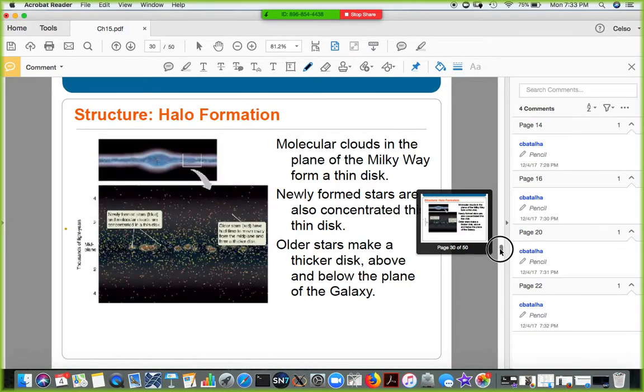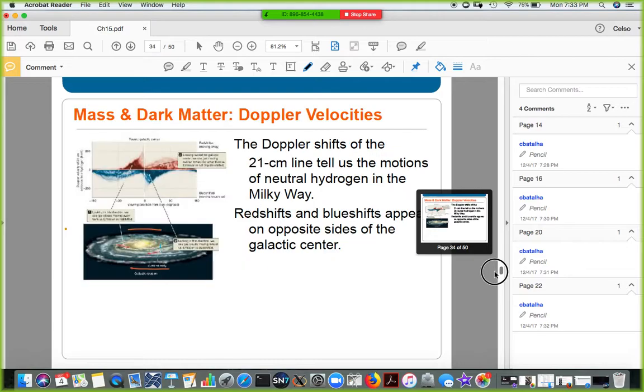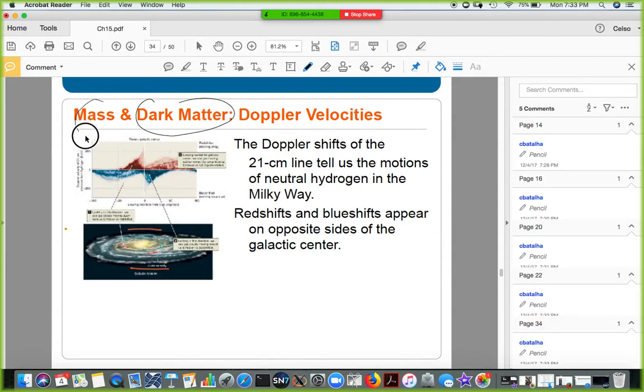I think those are key points. And the last one is dark matter. So what is the mass of the galaxy, and dark matter? What the heck is dark matter?